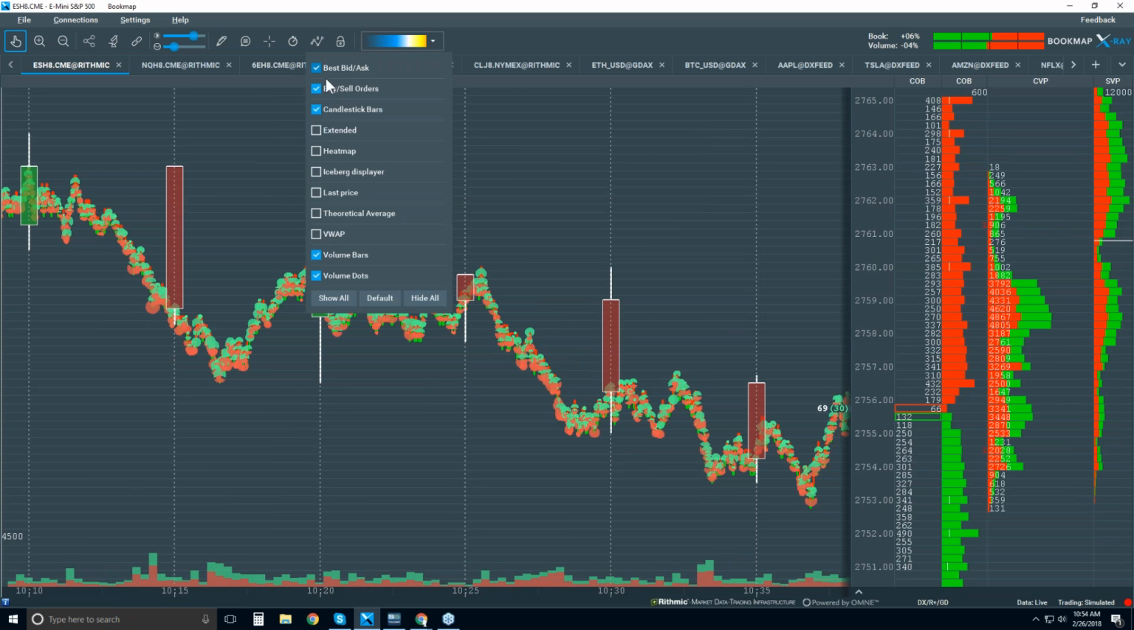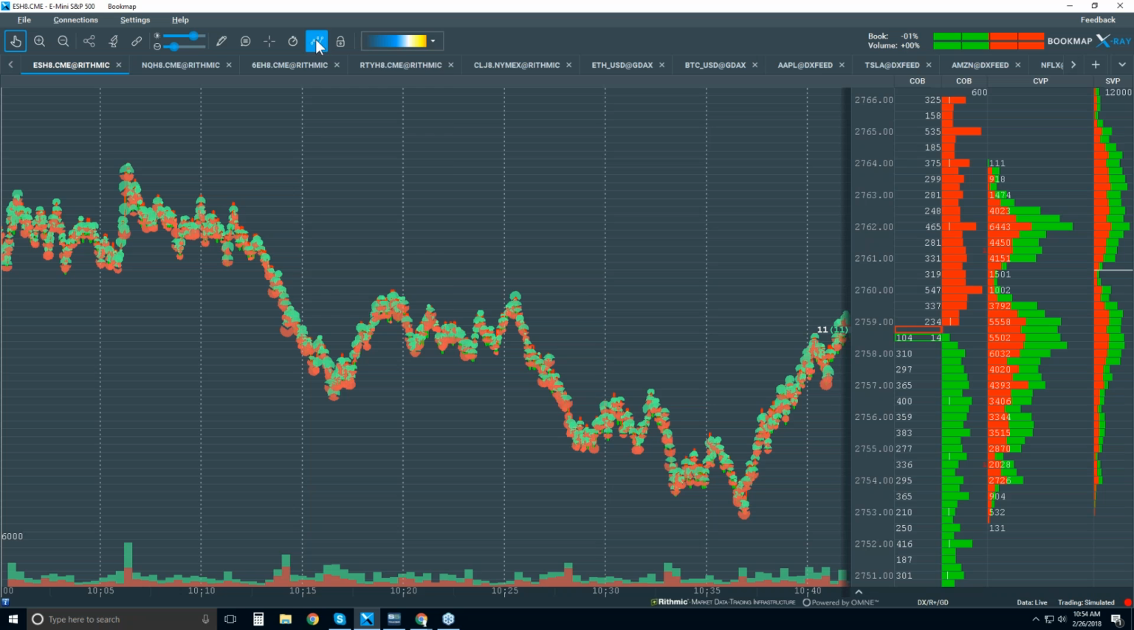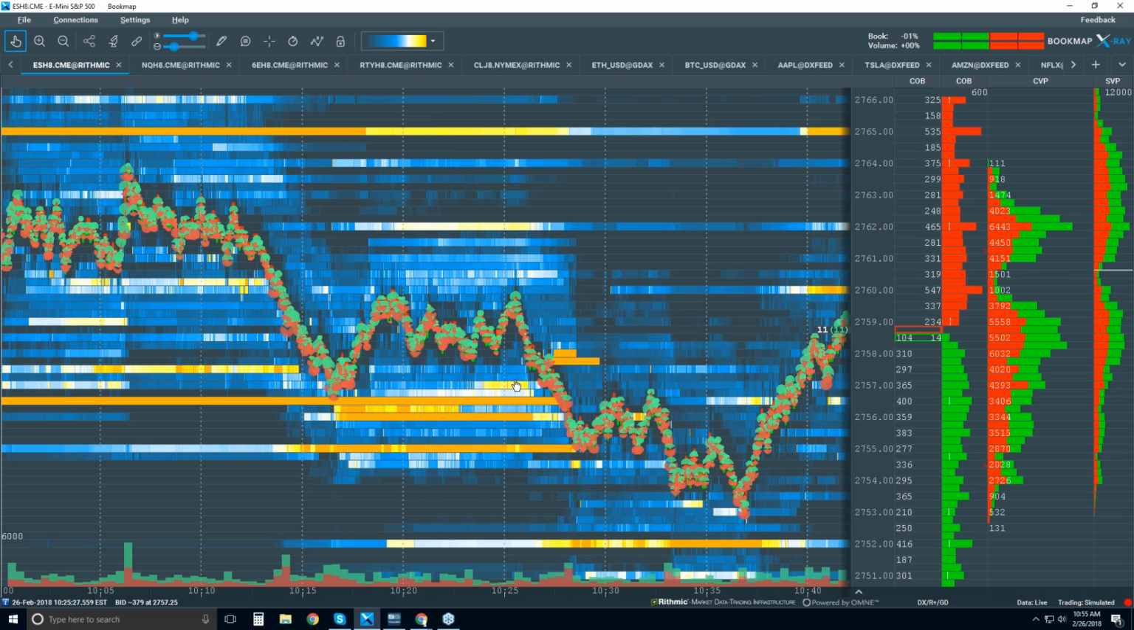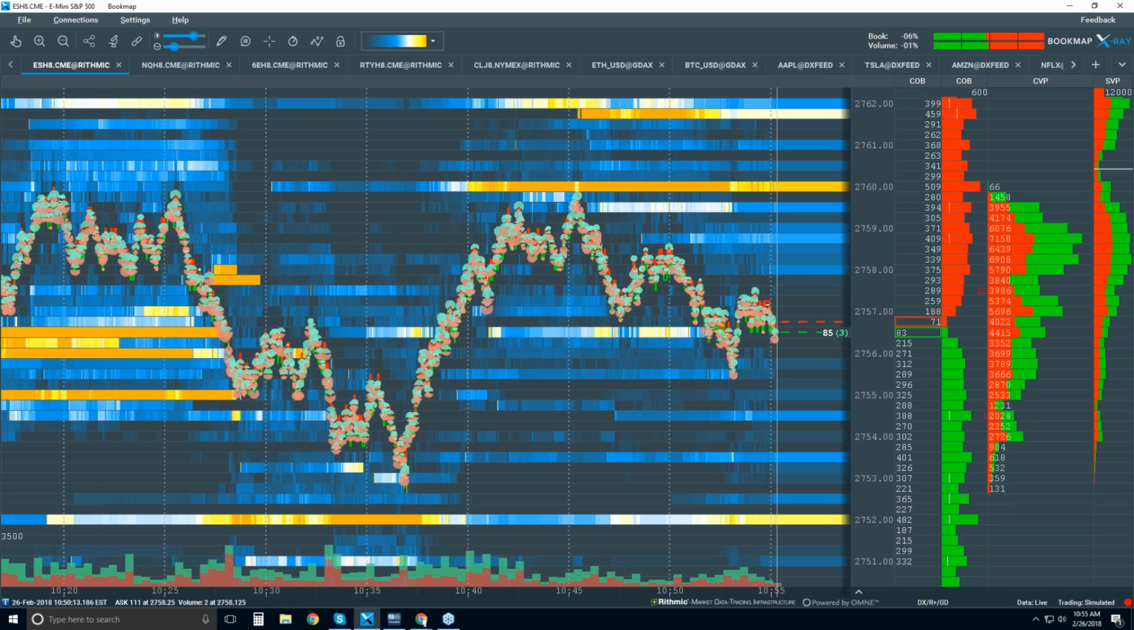Okay, the third element, and this is crucial to understand, let's take the candlestick off, and that is the heat map. Now the heat map is understanding the relationship. Now we're looking at this third element, and we're understanding the relationship of the auction with the volume. Right. So what is the heat map? All right, let's define that.